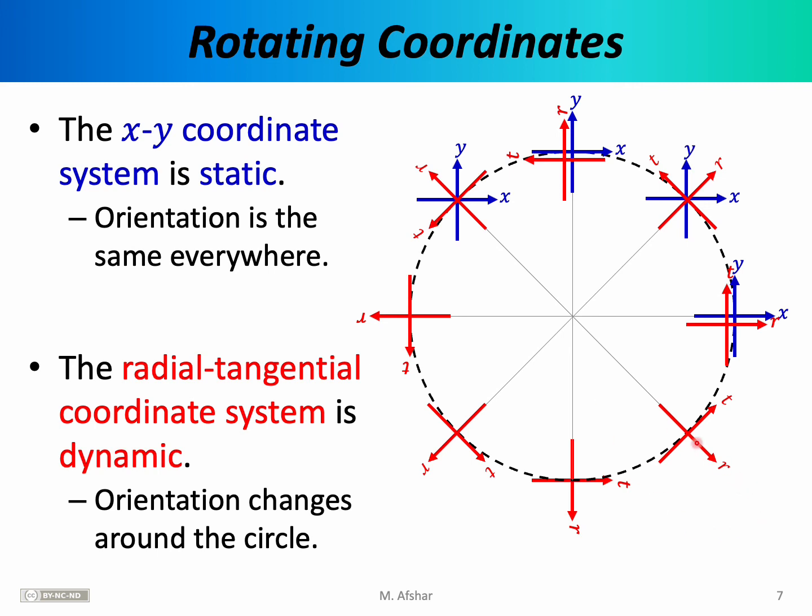The r-axis is always pointing along the radius of the circle, and the t-axis is always pointing tangentially to the circle. It turns out by adopting a dynamic coordinate system that rotates in this manner, we can actually simplify many of the equations that describe circular motion.